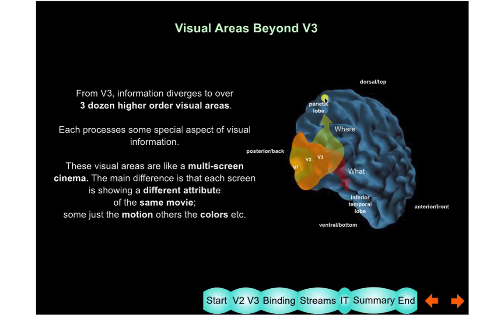But what's different about them, each screen is showing a different aspect of what you see. Okay? Some are concentrating on the colors. Some are concentrating on movement. Some are concentrating on where the edges of things are. There's 36 of these areas. We know what some of them do, but we don't know what all of them do.